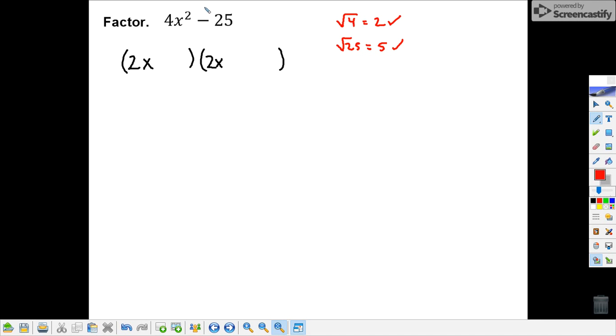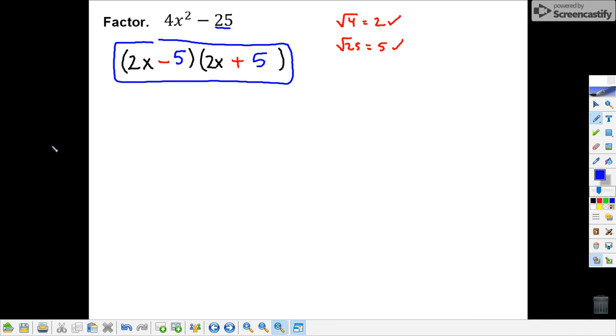Now, since it's a negative 25, that tells me one number should be negative, one should be positive, because it's opposite signs. But 25, the number would be 5 and 5. Negative 5 times a positive 5 would give you a negative 25. And you'd be done. It's factored.